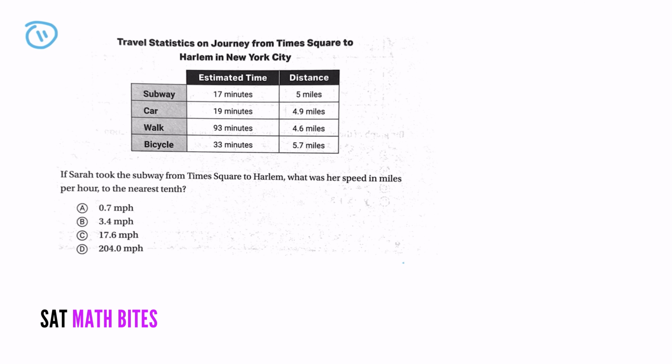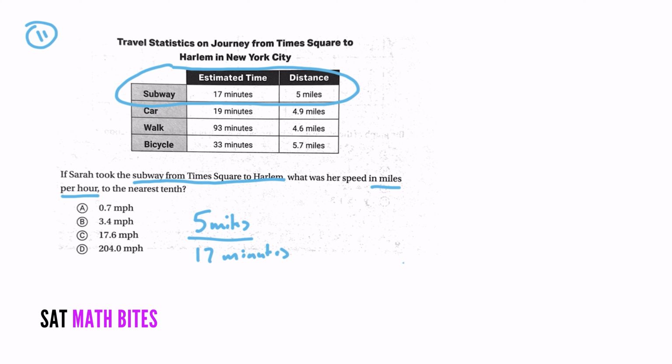Okay, in problem number 11, it says that Sarah took the subway from Times Square to Harlem, and we want to figure out her speed in miles per hour. And so if we look at the table, this is the information here that we need. And we see that she traveled 5 miles, and it took her 17 minutes to do that. But we want miles per hour.